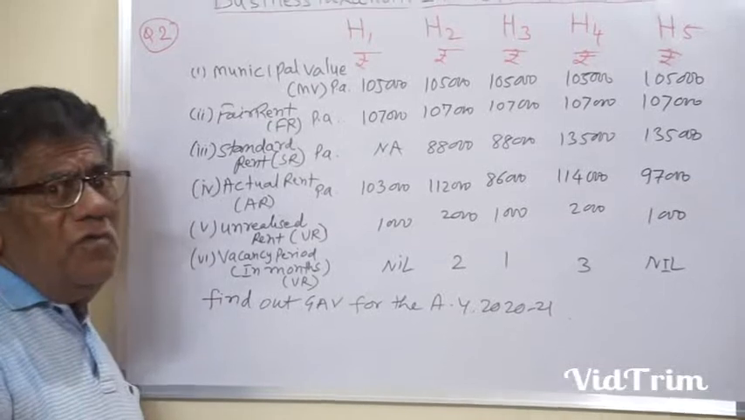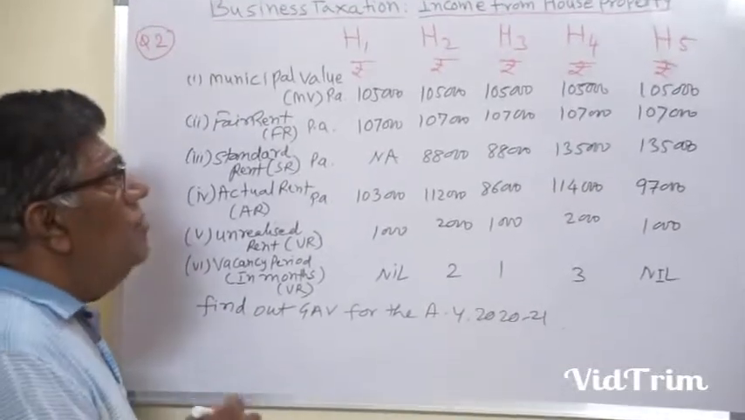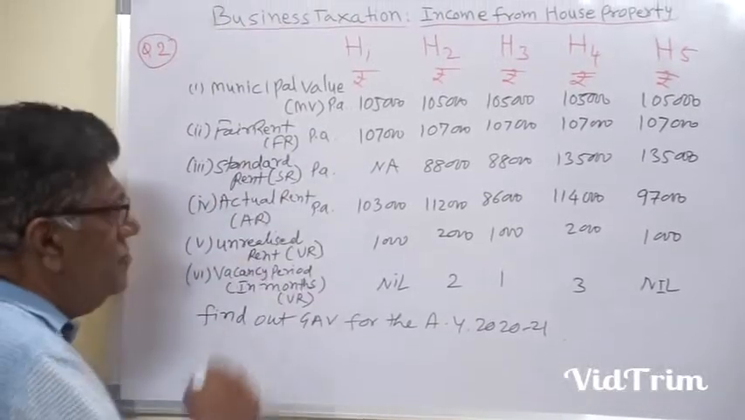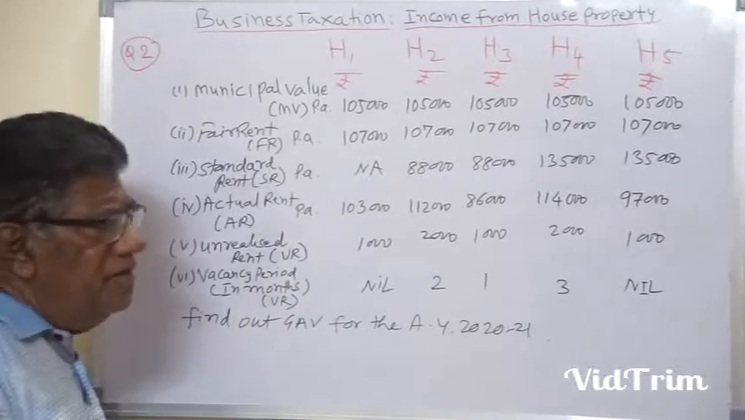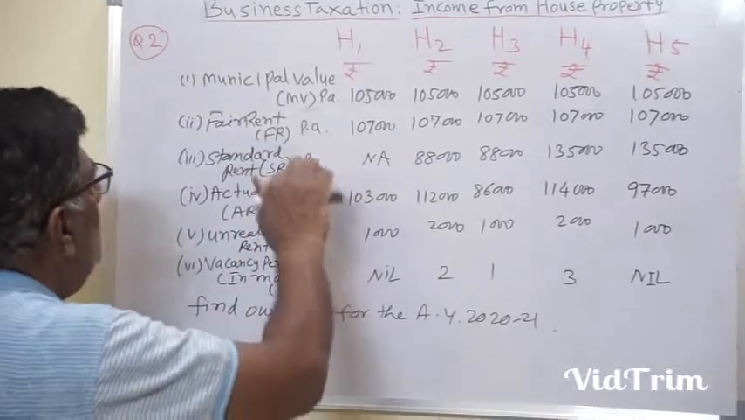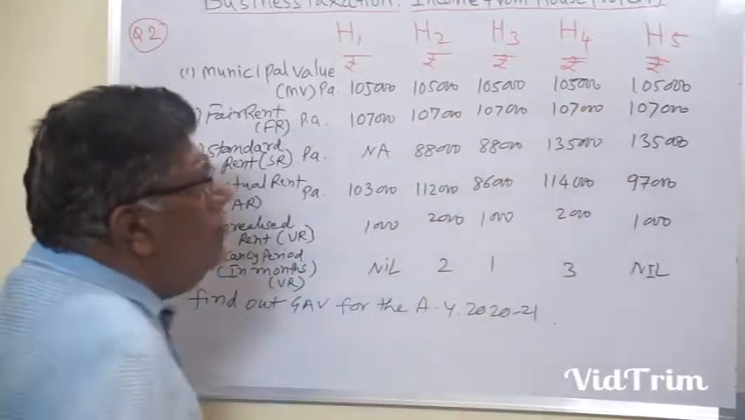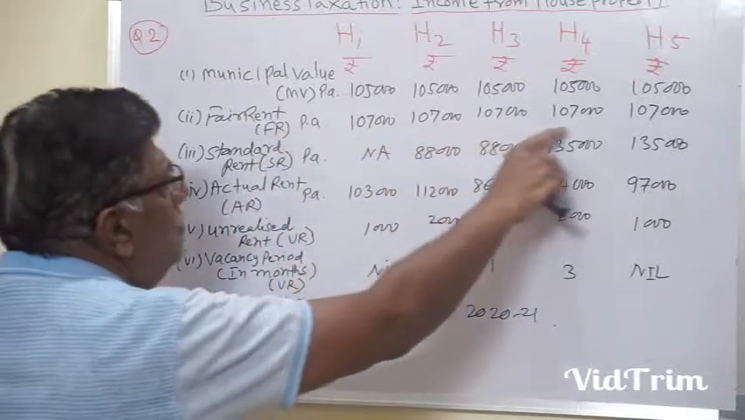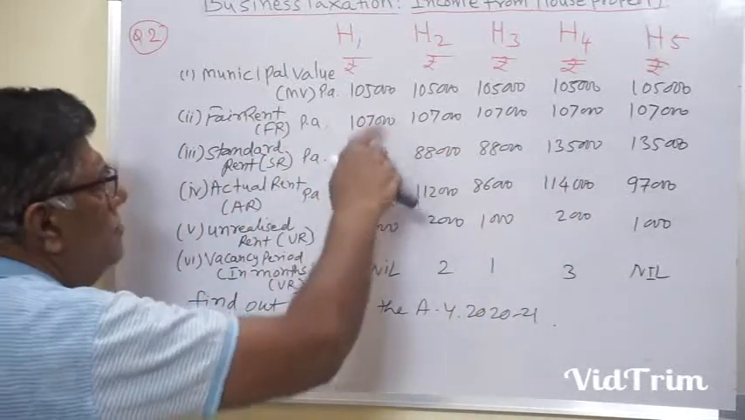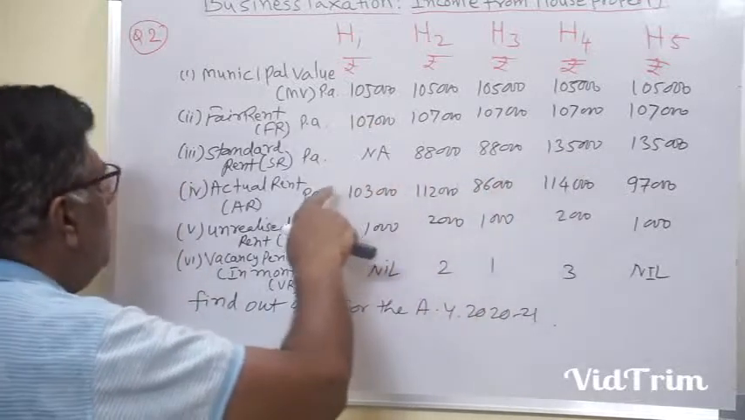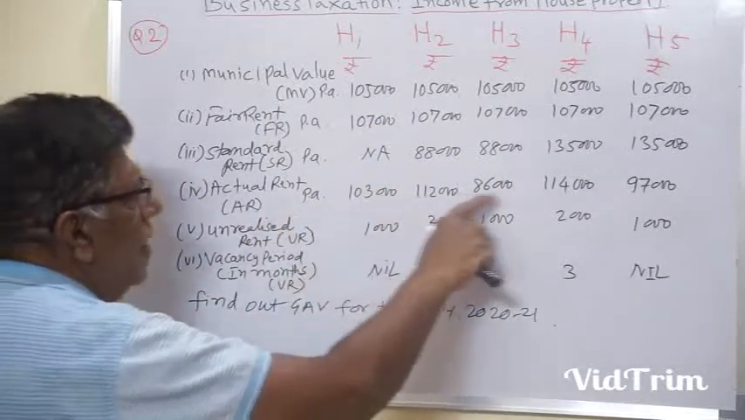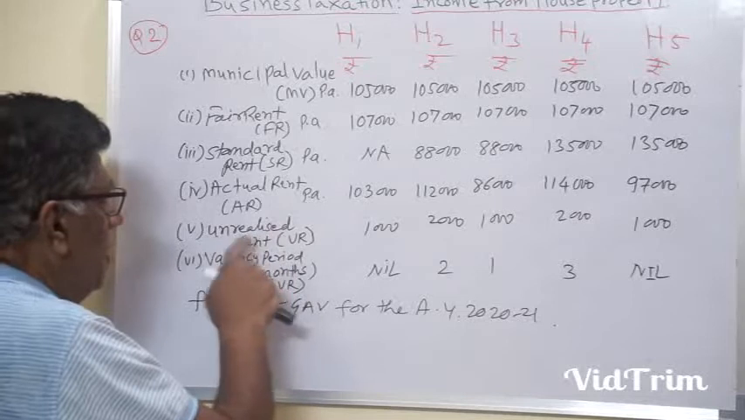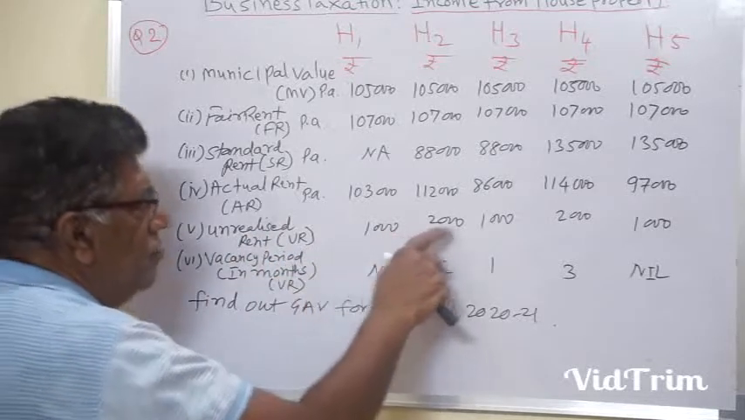Friends, we have seen the problem on calculation of gross annual value. Now this is the second problem, which covers the remaining adjustments. Municipal value is given to you for 5 properties. Fair rent is also given, standard rent per annum is also given, actual rent is also laid down, but one additional piece of information is unrealized rent, which is also given for these houses.